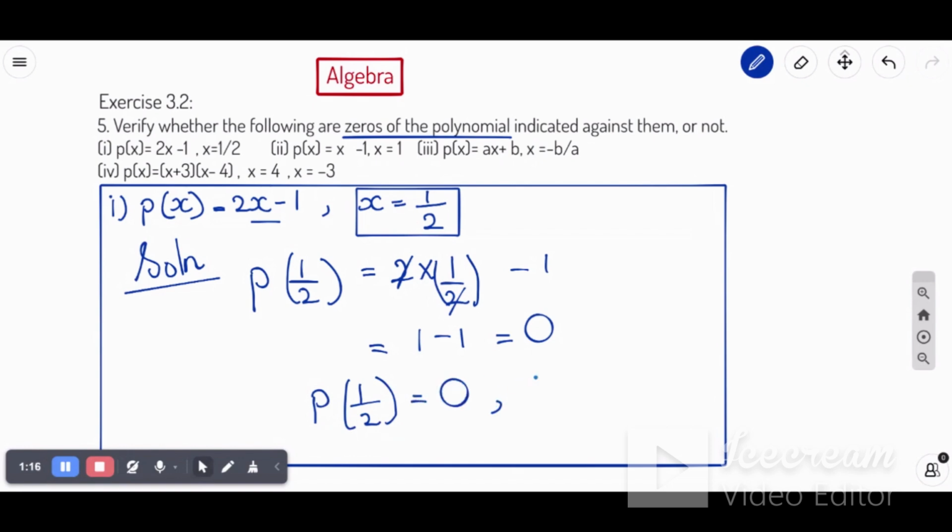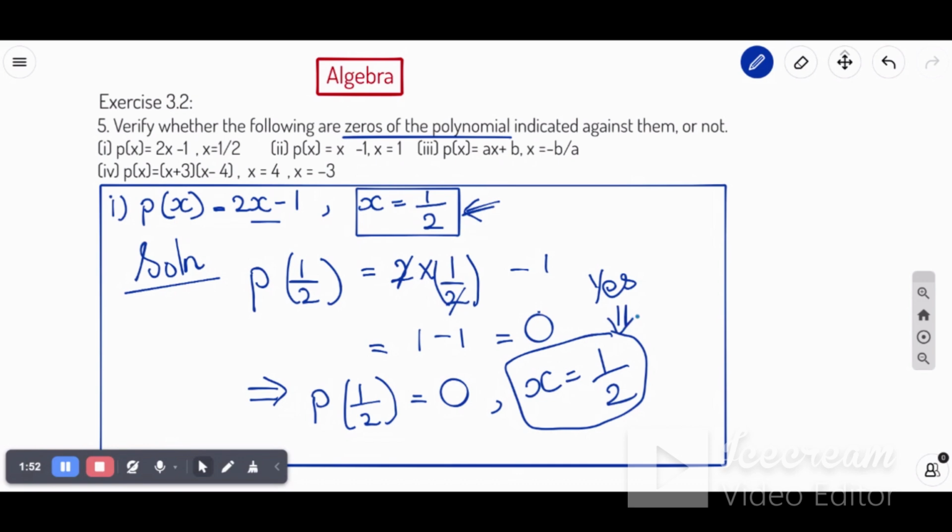So the polynomial has a 0 at x is equal to 1 by 2, which means this curve cuts the x axis at 1 by 2. So that's why they say it is the 0 of the polynomial. Don't get confused, just check whether if you put this value in the polynomial you get a 0. If you get a 0 then that value is called the 0 of the polynomial. Here since you got p of 1 by 2 is equal to 0, yes. So here you can write yes, x is equal to 1 by 2 is a 0 of the polynomial. Let's move on to the next question.